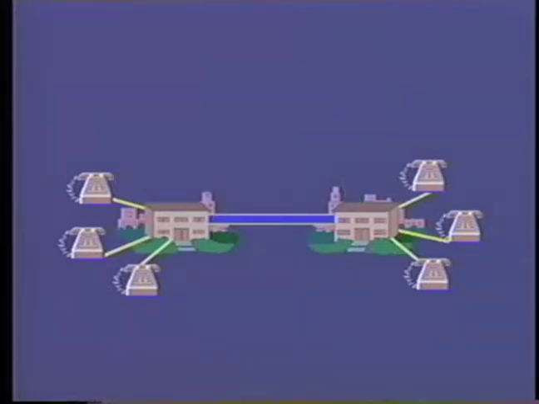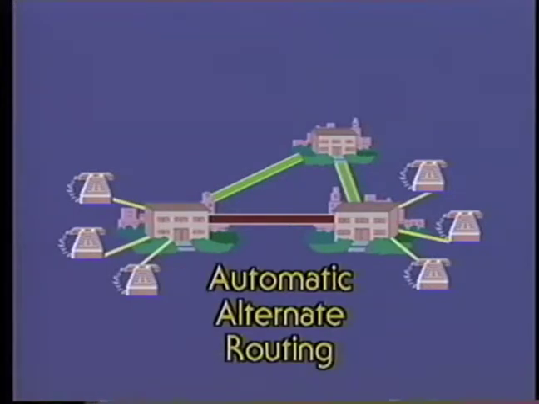Sometimes the most direct route for a call is already occupied, as shown here. Switches can then select an alternate route through a tandem office. This procedure is called automatic alternate routing.